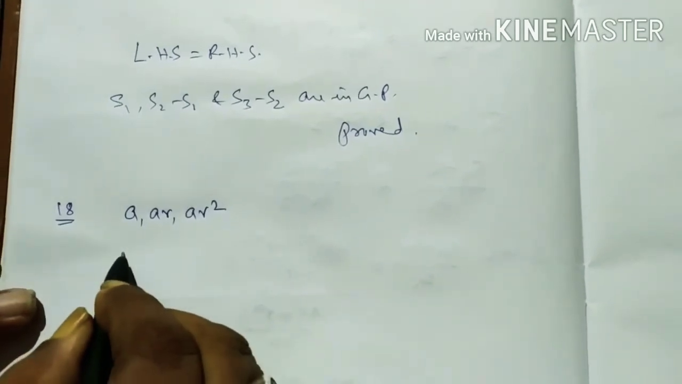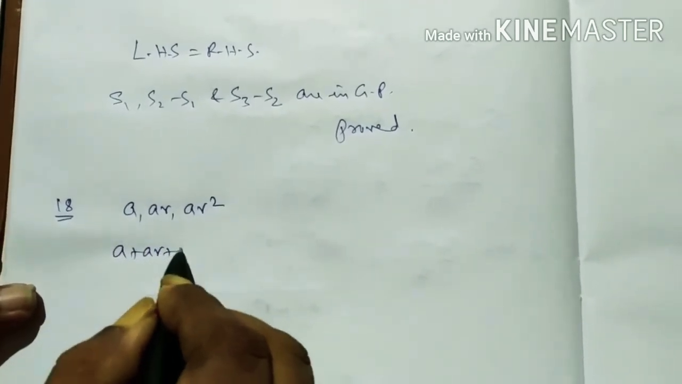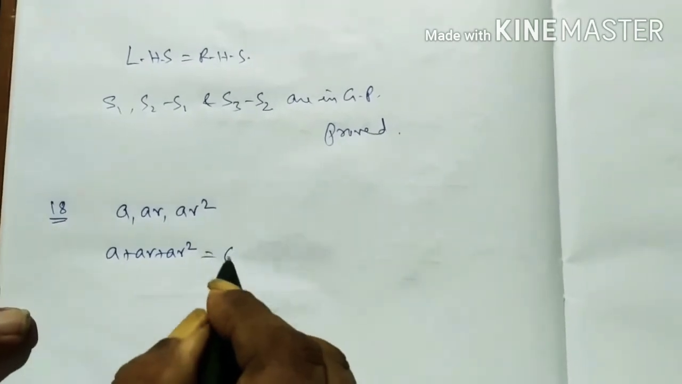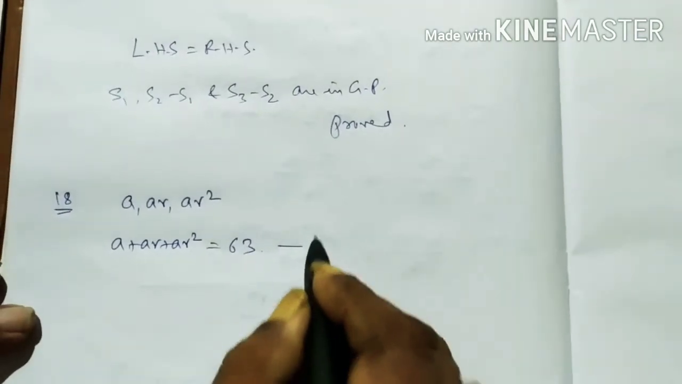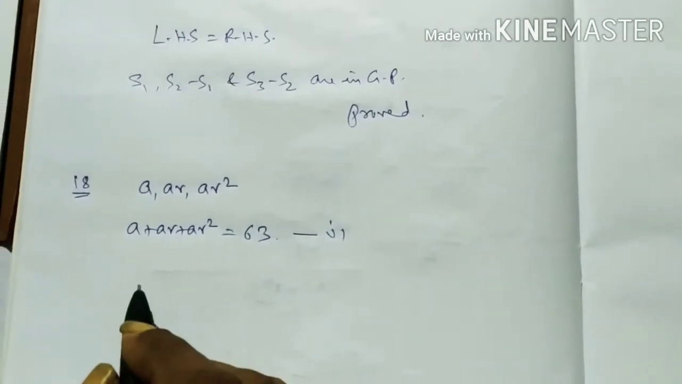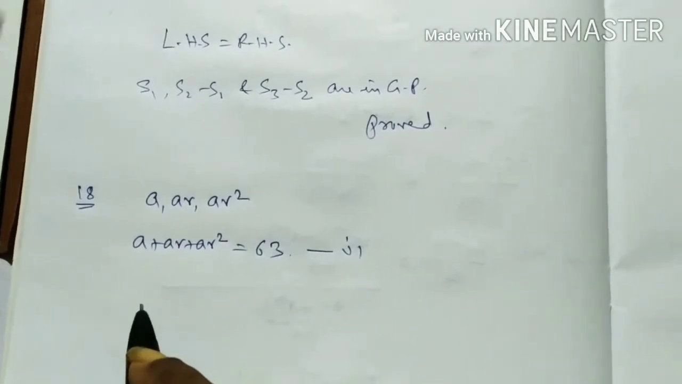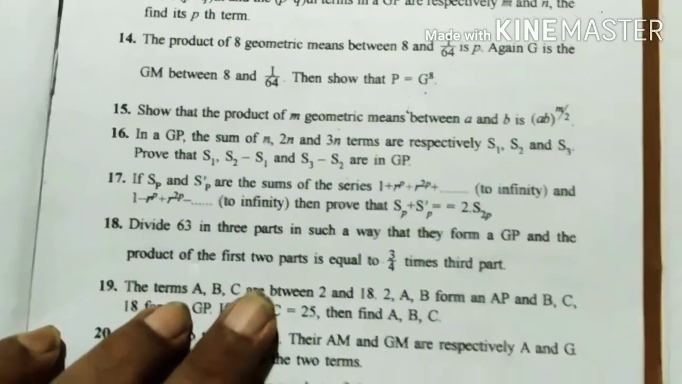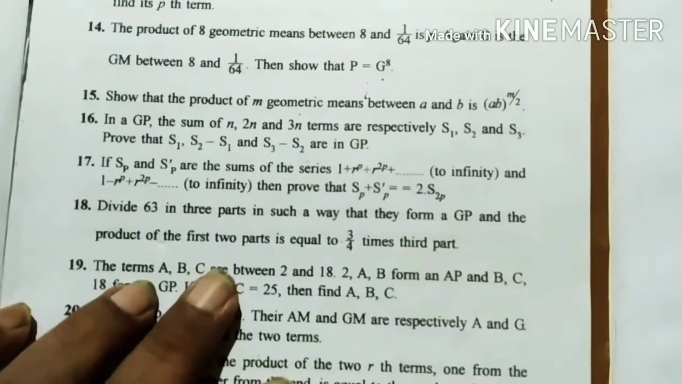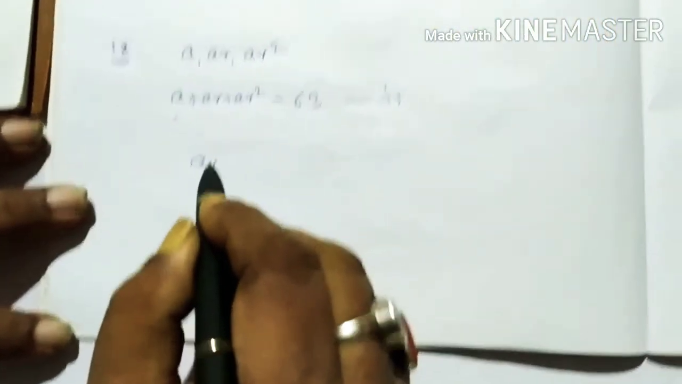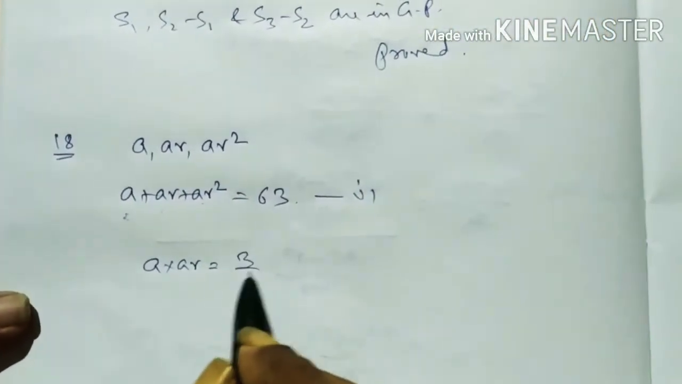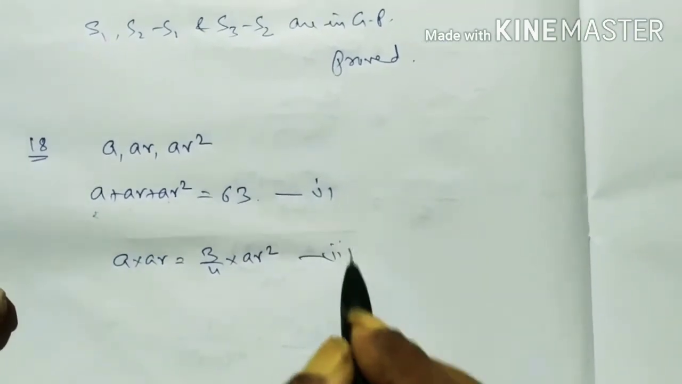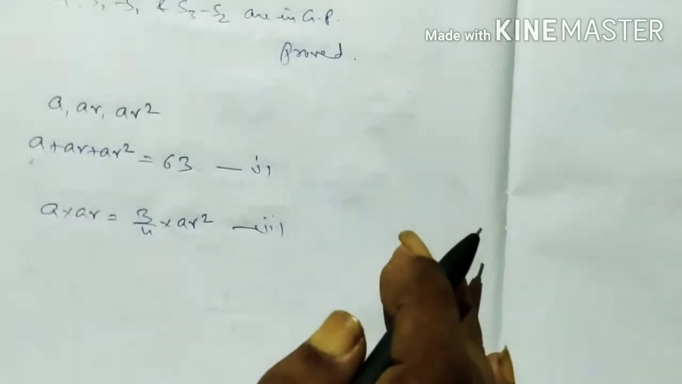So I can write here a plus ar plus ar square is equal to 63. This is equation 1, and in the second case it is given they are in GP and the product of the first two parts is 3 by 4 times the third part. Means a into ar is equal to 3 by 4 times the third part ar square. This is equation 2.